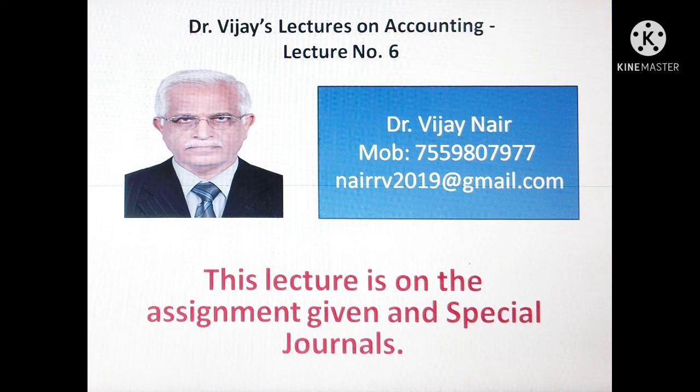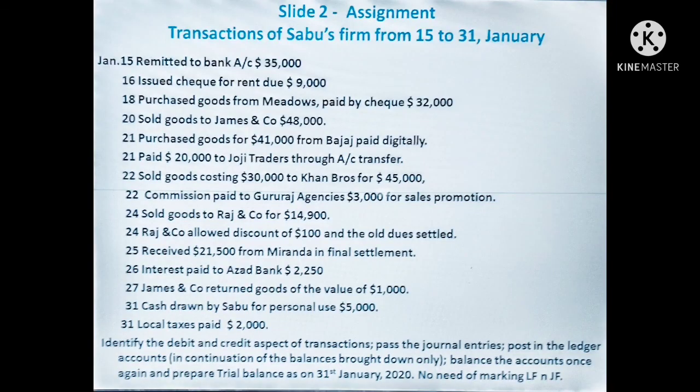Let us proceed to slide 2. In slide 2, there are transactions of Sabu's firm from January 15 to 31st. Let us journalize those transactions. January 15, remitted to bank $35,000. Cash goes out. Bank account is receiver. So, bank account debtor to cash account.